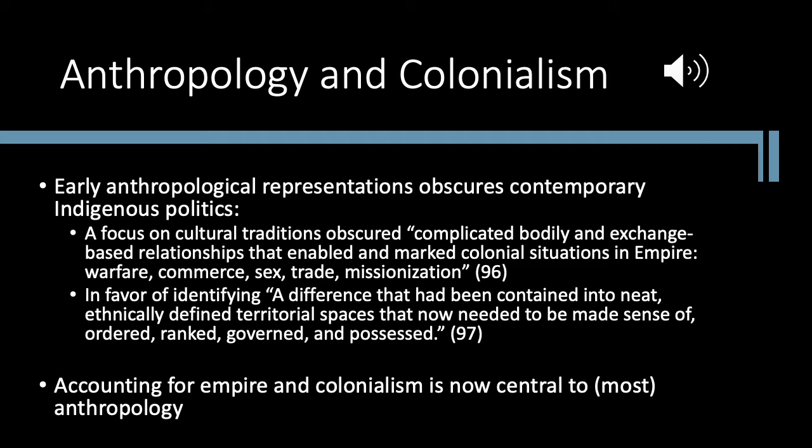And I just want to flag that, right, because I know with Simpson and myself and other scholars, it's easy to say, fuck anthropology, it's the worst, which is actually not unfair. But it is important to note that for contemporary anthropology, accounting for the problems of early anthropological representations and accounting for empire and colonialism is very much central to doing good anthropology. That's why we're talking so much about this stuff in an anthropology class, right?